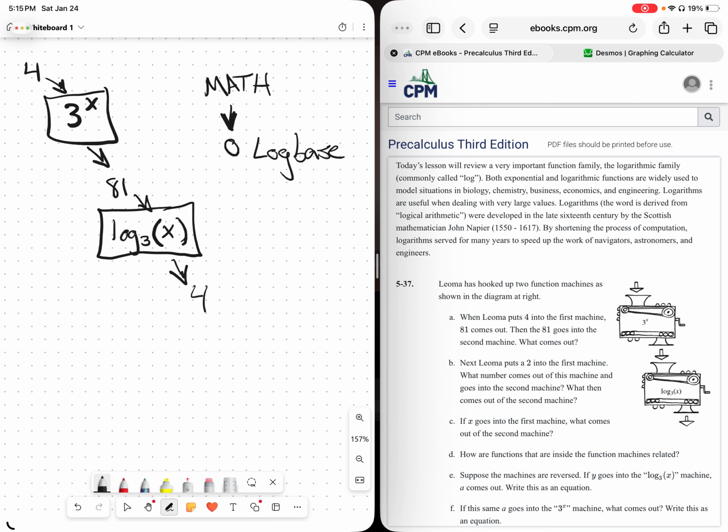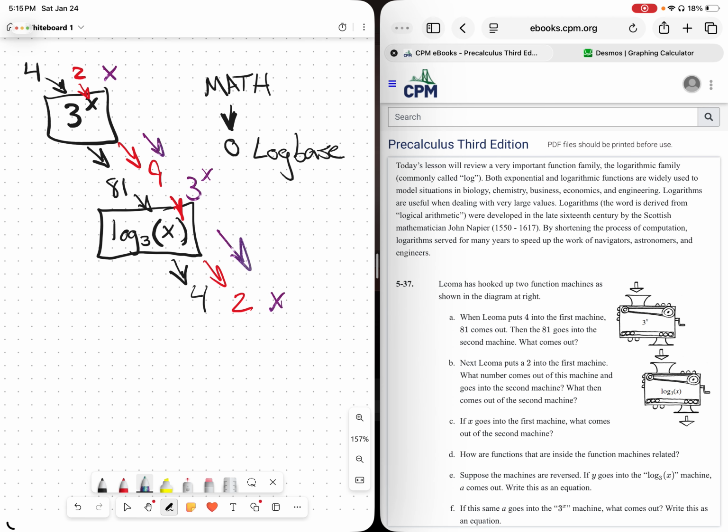Next, it says, what if she puts 2 into the function machine? So if she plugs 2 in, she's going to get 9. She plugs 9 in here, she's going to get 2 out. Okay, so what if x goes into the function machine? So if we plug in x, we're going to get 3 to the x. And then if we plug it into the log, we're going to get back out x.